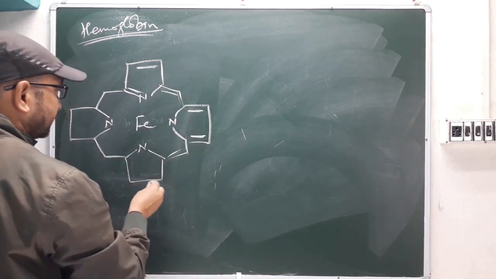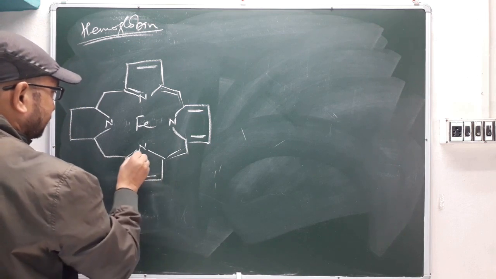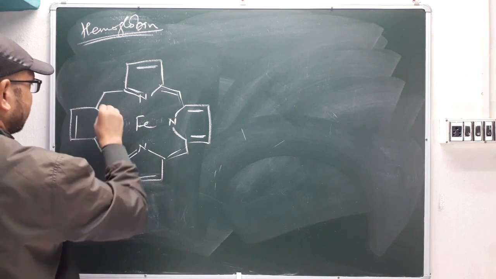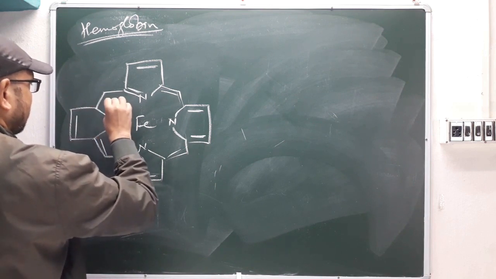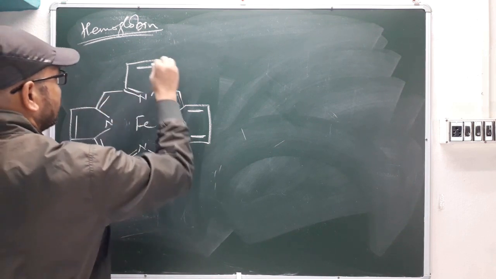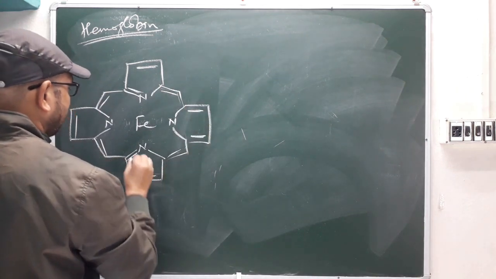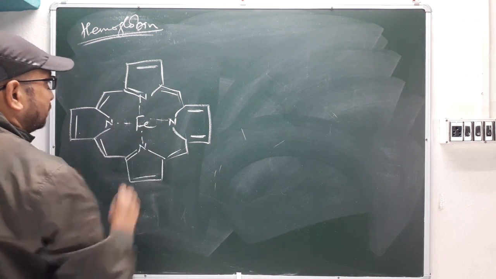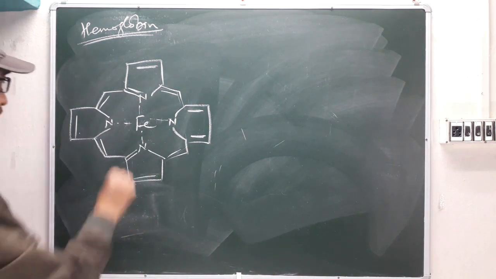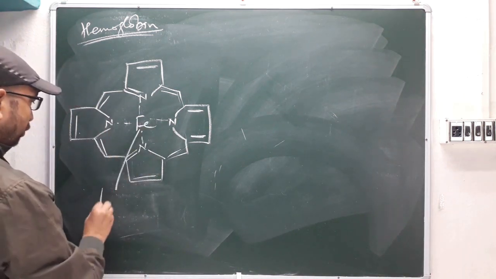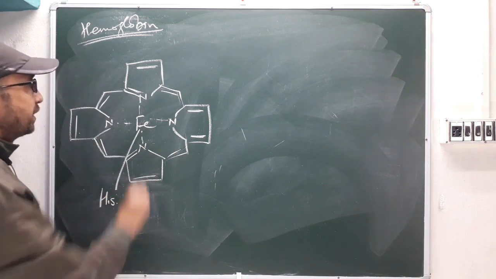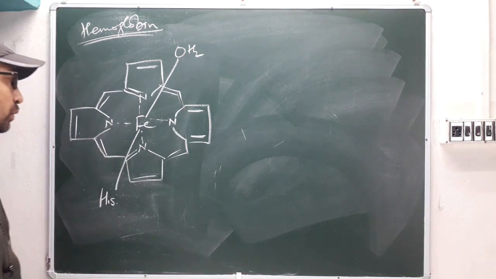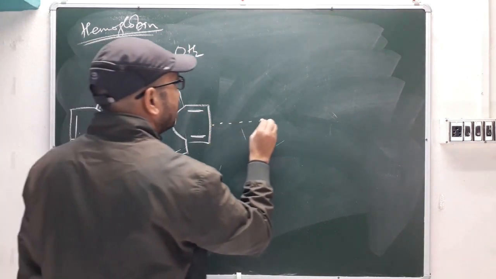Then here, then it will be here, then it will be here, 1, and then here, then it will be here. So how many are there? 1, 2, 3, 4, 5, 6, 7, 8, 9, 10, 11. So 11 is done. So we are making the hemoglobin unit. So here it will be histidine, and this side it will be OH2. So likewise, we have one more porphyrin ring.